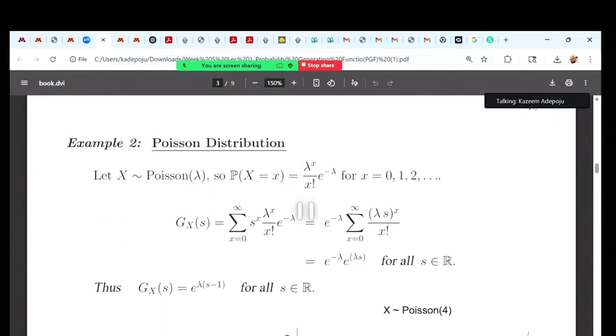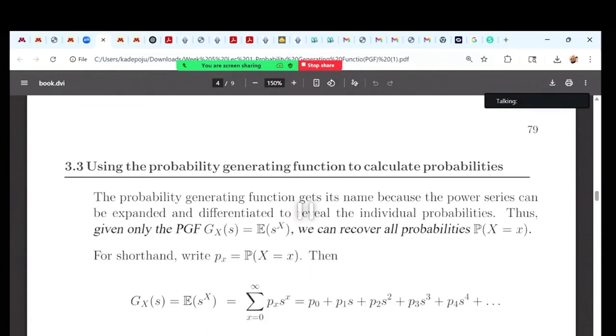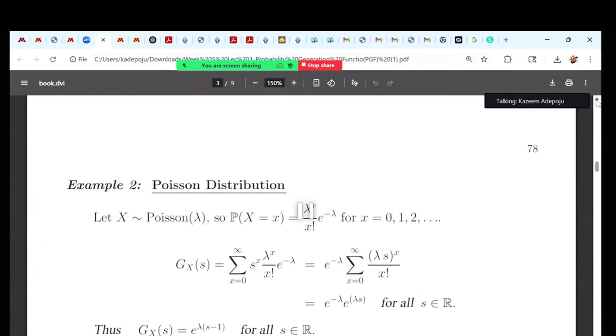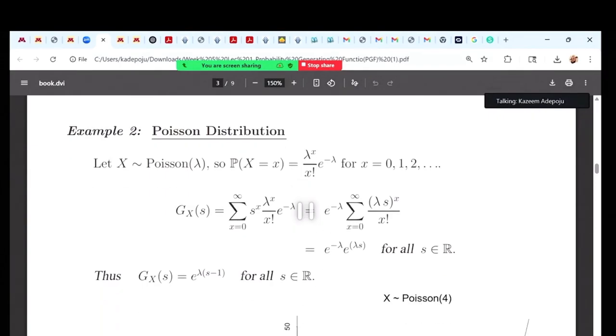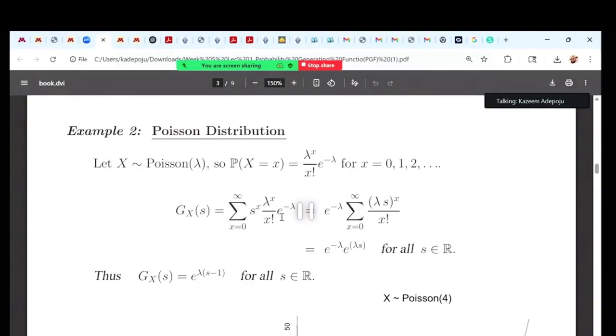Now, I want to go into the Poisson distribution. I also want to derive the probability generating function of Poisson. When I do that for Poisson, I will do that for geometric, before generalizing. So let's start with the Poisson distribution. Now, I think I'm going to quickly explain the one for Poisson here. It's kind of easy. Okay?